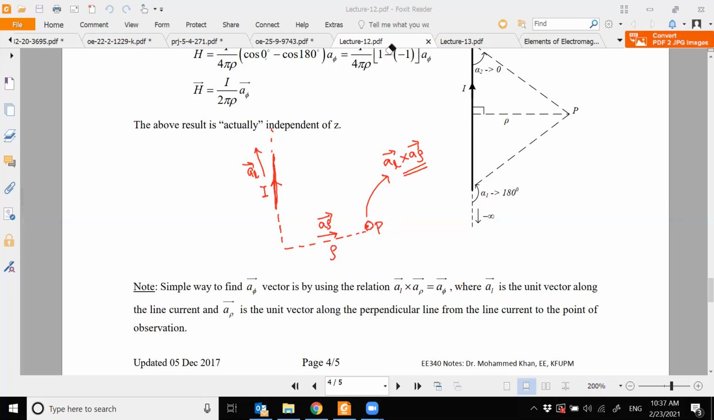Yes, Abdullah. Doctor, is this also valid if the line current is on the x-axis or on the y-axis? Yes.